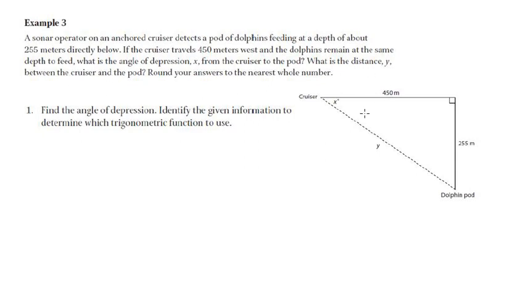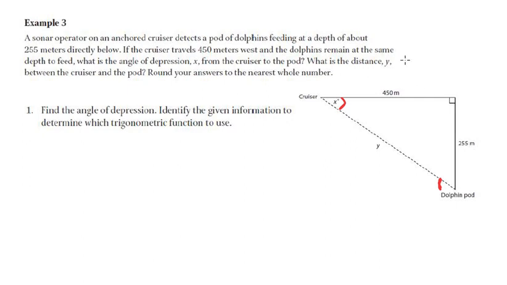So first thing is the angle of depression here is actually this angle right here, because the angle of elevation from the dolphin pod up to it would be this angle here. So this is the angle of depression right there. We just need to find it. So we know that we're looking for this angle, and we have the side length that is opposite it and also the side length that is adjacent.